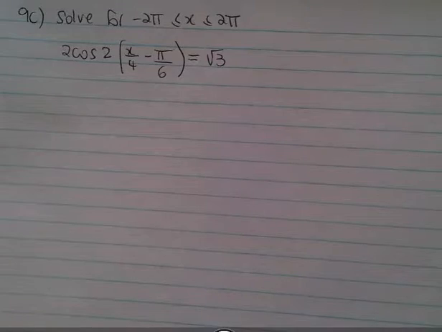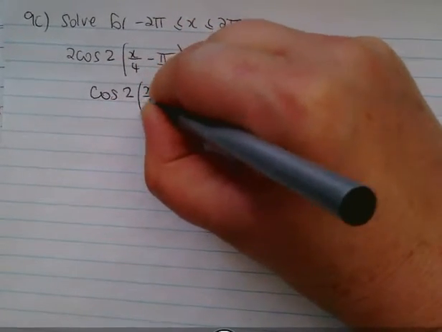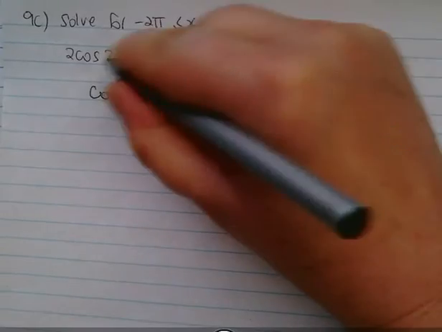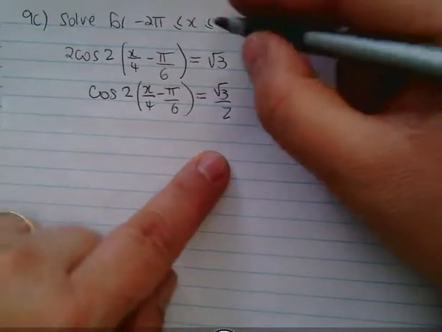Here's just one more, okay? Again, just be careful with this one. Be very careful because of this 2 here at the front. First, we will divide by 2 to get rid of this 2.